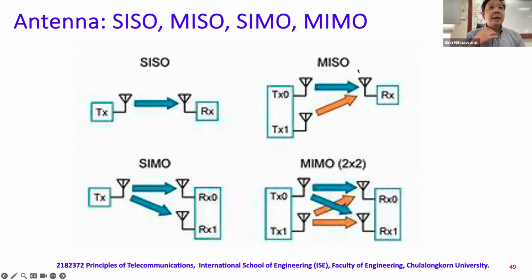Okay, there can be many configurations, right? Of course, SISO is without using multiple antennas, single input, single output, but you can use multiple antennas at either end or both ends, right? If the communication is from this transmitter with two antennas to a receiver with just one antenna, we call it MISO, multiple input, single output, right? The other way around is SIMO, and the full-fledged version is MIMO, right? And of course, you can use more than two at either end.